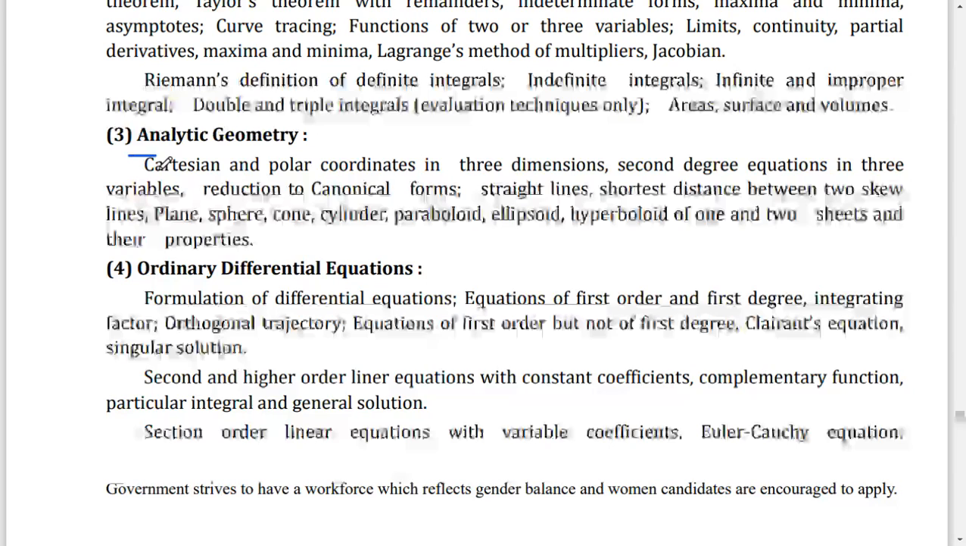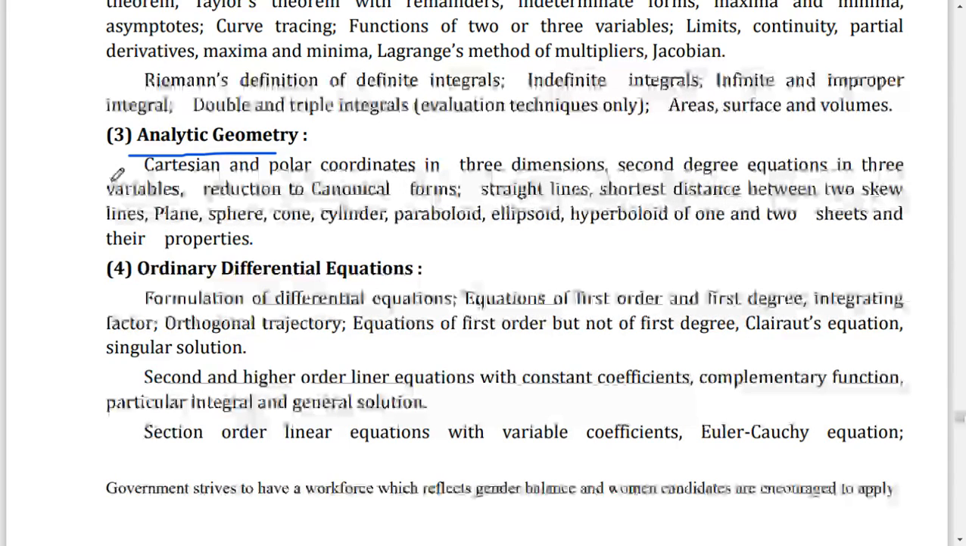3. Analytic Geometry. Cartesian and polar coordinates in 3 dimensions, second degree equations in 3 variables, reduction to canonical form, straight lines, shortest distance between two skew lines, plane, sphere, cone, cylinder, paraboloid, ellipsoid, hyperboloid of 1 and 2 sheets and their properties.